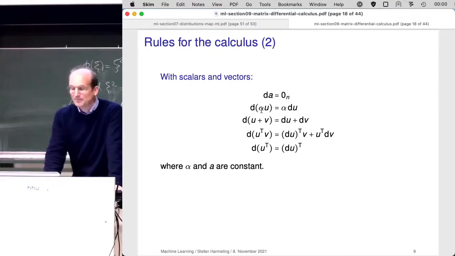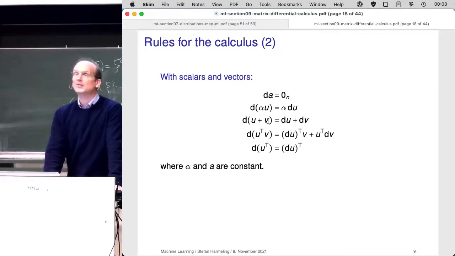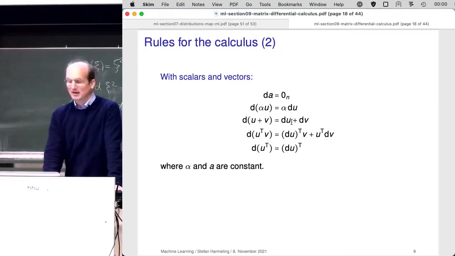So if I have a scalar with a vector, I can also just drag it out. If I have a summation of 2 vectors, of course, they must have the same shape, right? Otherwise, I cannot sum them up. Then it's just a summation of the differentials.